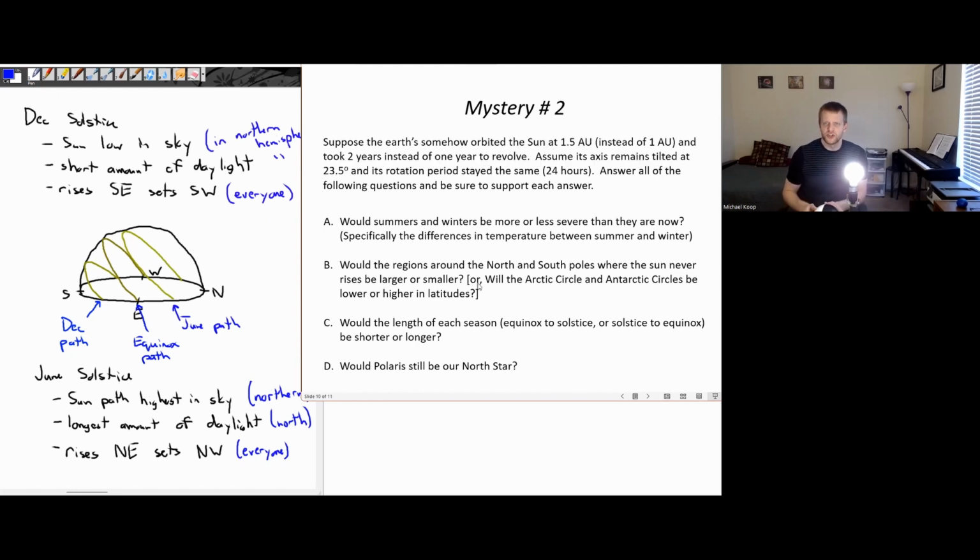Let's try the next one. So let's go back to our original Earth. So we've got our orbital axis, our tilt. Let's say the Earth was somehow, instead of orbiting at 1 AU, we moved the Earth so it was further away, and the Earth now takes 2 years to do a full rotation around the sun. If we've got the same axis tilt and the same rotation rate, how would we answer this same set of questions? So take a moment, try to go through those questions, pause the video, and then we'll talk about those in just a moment.